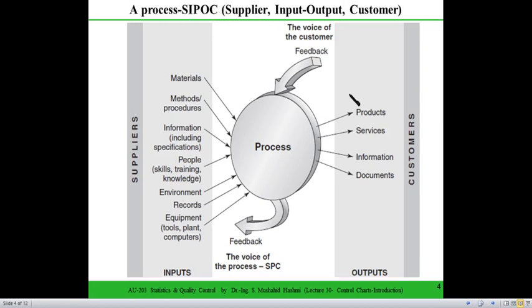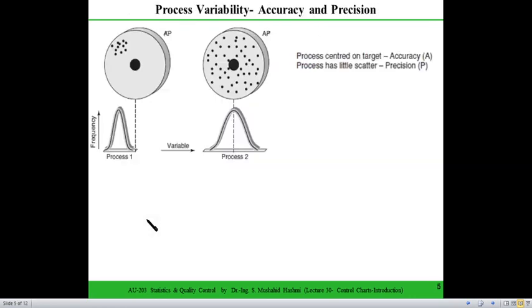So whenever you are interested in a good quality product or service, you need to look into the aspects of suppliers, from the process point of view, and from the customer's point of view. All these ingredients would make the product a better quality product. Even though we haven't defined quality, we will go into it in detail in the later lectures.